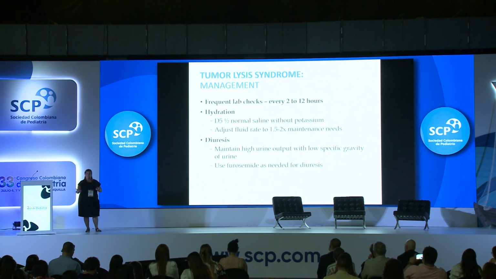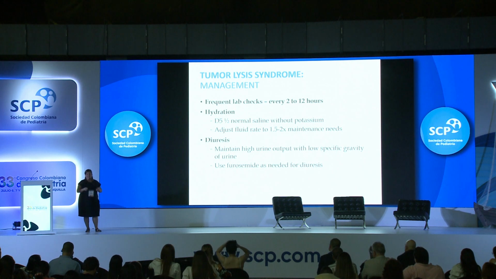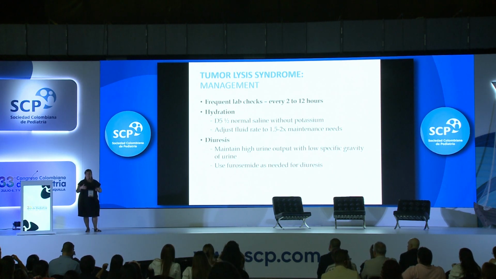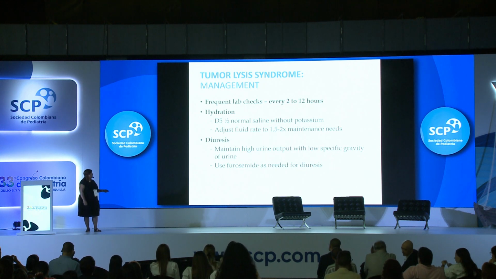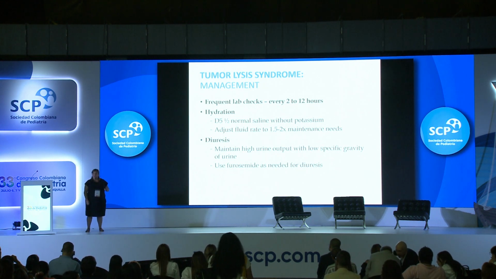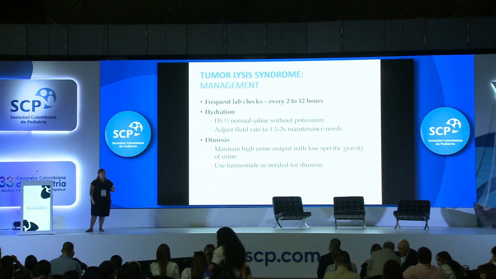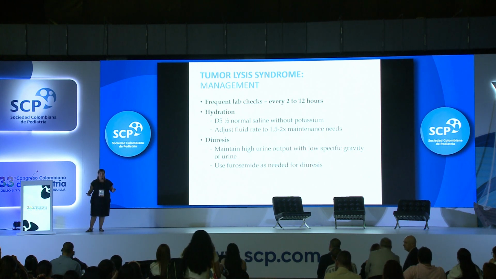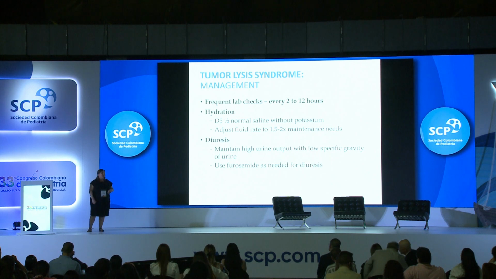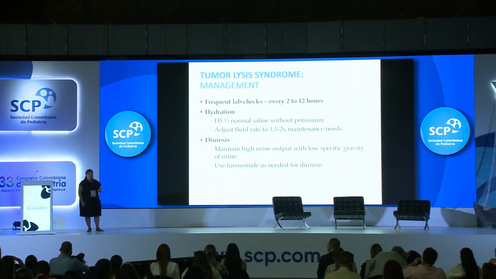So we're giving anywhere from 1.5 to 2 times maintenance needs at the beginning. And we adjust that based on their white blood cell count, the tumor lysis labs that we're checking frequently, and also their volume status on exam, because we frequently need to make adjustments in that to keep them safe. And then simultaneously, we're considering diuresis, especially in patients who require a lot of IV fluids to keep their tumor lysis labs in a safe range. We consider using furosemide as needed for diuresis to help get off some of the fluid that we are also giving them.